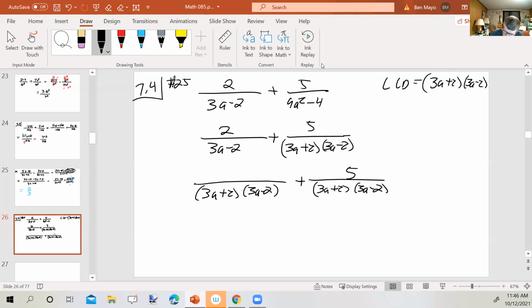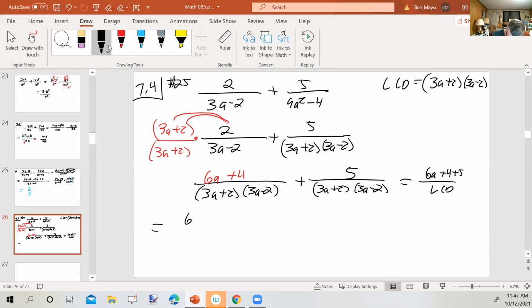The second fraction, we don't need to do anything. The first fraction, we need to multiply by 3a plus 2 on top and bottom. Our new numerator becomes 6a plus 4. So now we've got 6a plus 4 plus 5 over the LCD, which is 6a plus 9 over the LCD, which is 3 times (2a plus 3) over (3a plus 2)(3a minus 2).